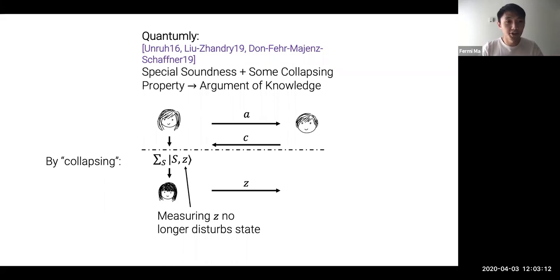So prior work of Unruh already showed that we can handle the fact that we're doing a binary measurement. That will disturb the state somewhat, but not too much. But the Unruh 2012 work didn't resolve the problem of measuring Z itself, because that might disturb the state a lot. Once you have the notion of collapsing, you can put these two together. And using this, I think Unruh in the 2016 work gets quantum statistical zero knowledge arguments of knowledge for all of NP.